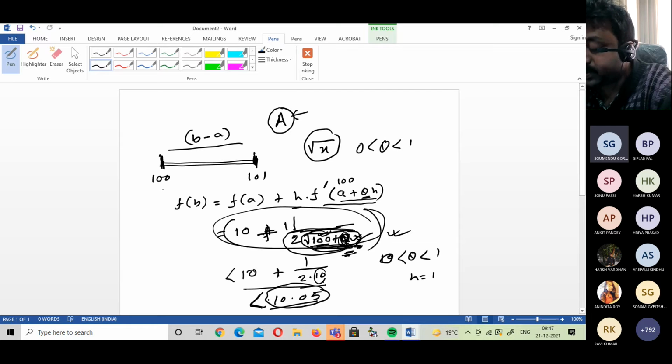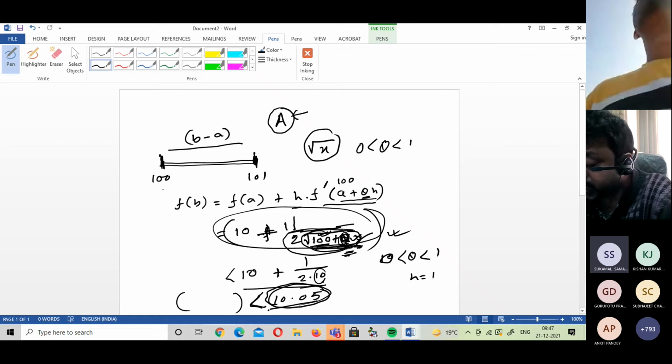It is always lesser than this value. So if the value is 10.05, it can appear either above the interval or in between. This will be the higher value in between.